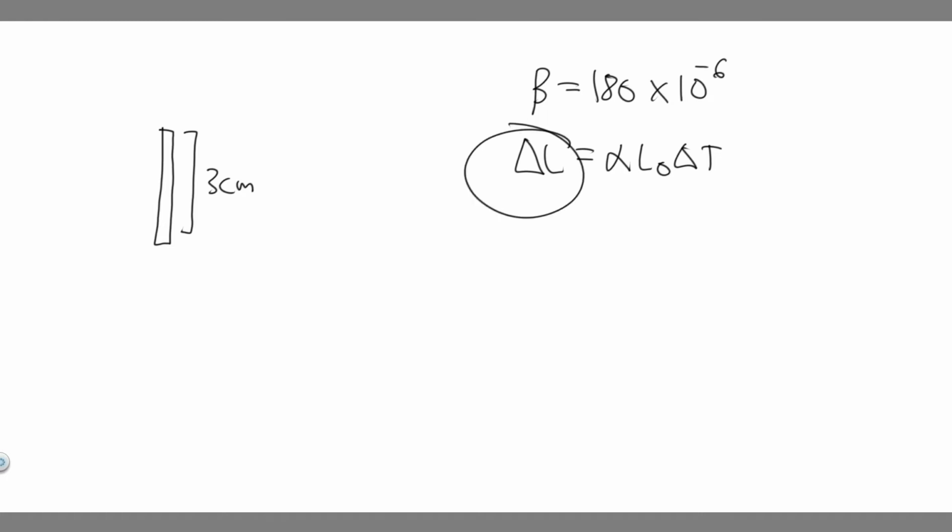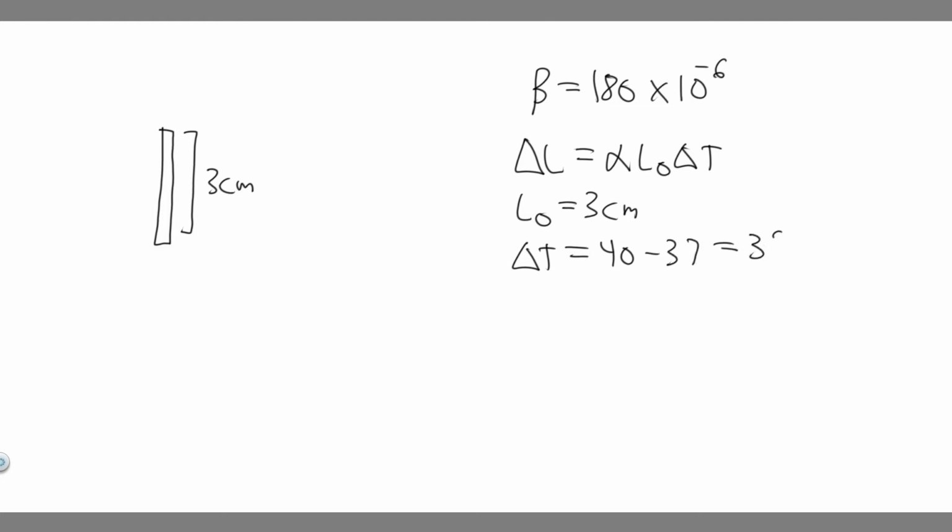So we're basically finding the change in length, and the way we're going to do that is by using this formula right here, which is basically change in length equals the coefficient of linear expansion times the initial length times the change in temperature. So they give us the initial length, which is equal to 3 centimeters. And they also tell us we're going to go from 37 degrees Celsius to 40 degrees. So if we want to find the change, right, it's just the final, which is going to be 40, minus the initial, which was 37. So the change in temperature is just 3 degrees Celsius.